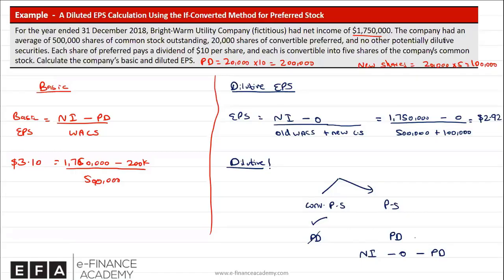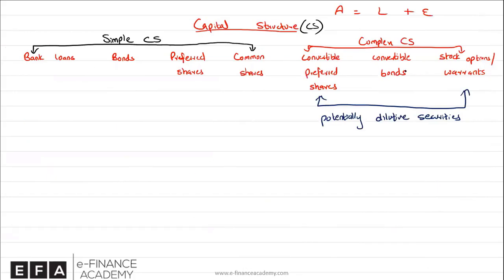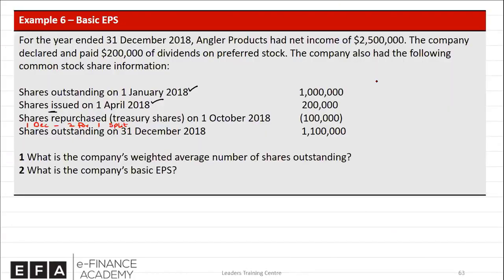So now that we have understood how to check whether convertible preferred stock is dilutive or not, we're going to use the same rationale for the convertible bond. Let's talk about convertible bond now.